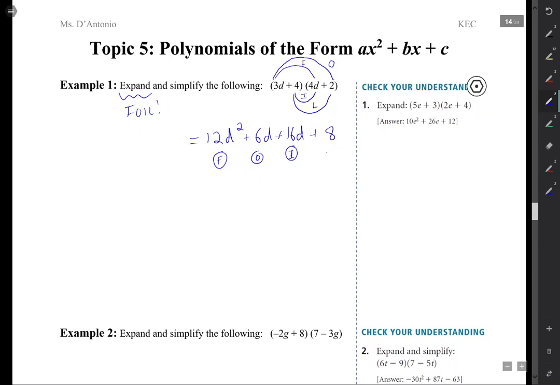So now let's simplify this a little bit here. We can combine like terms with these two in the middle. So then we're going to have 12d squared plus 6d plus 16d gives us 22d, and finally that plus 8 at the end. So that is our final answer.